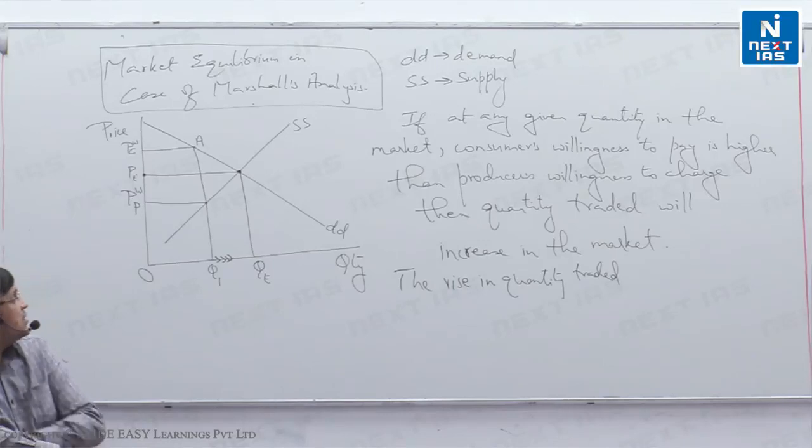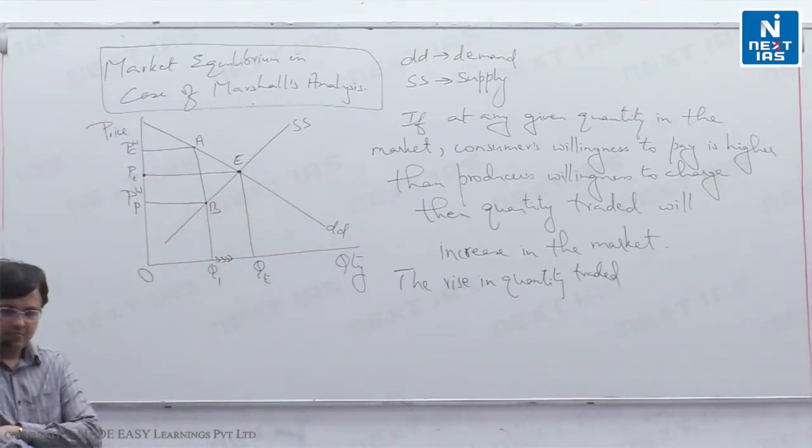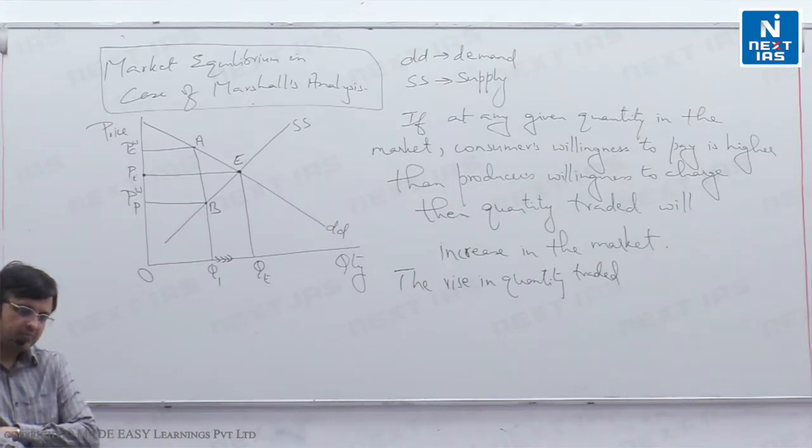It continues till you can call it point E, till point E, where the quantity in the market is such that both producers and consumers have the same willingness to charge or pay respectively. Do I believe you understand this?